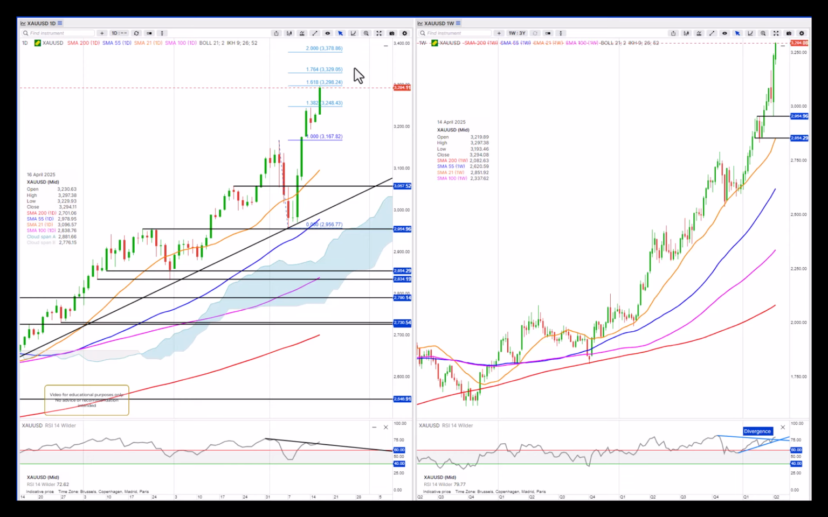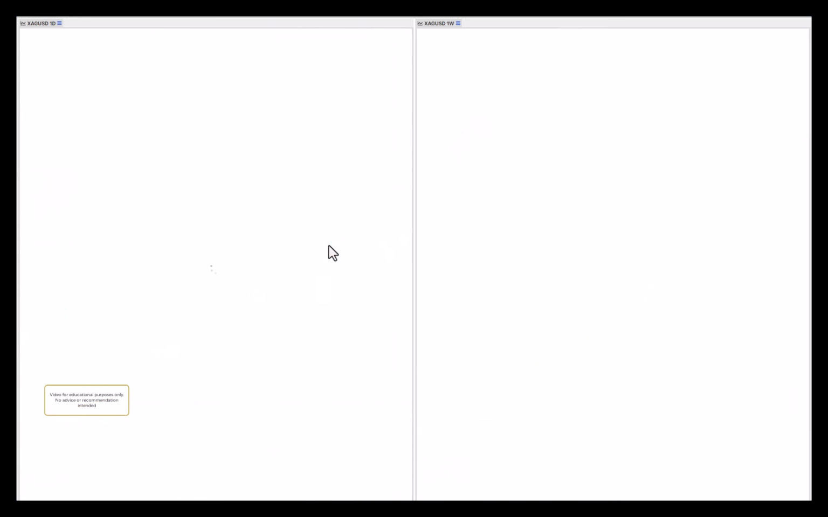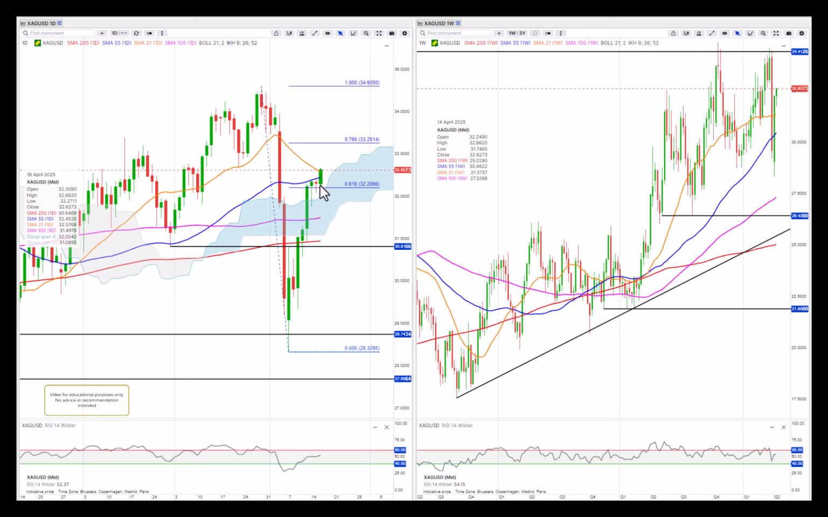There is divergence, but it's indicating that if it can stay above here, it will push higher and possibly also cancel this divergence here, indicating even higher levels. Silver is now taking off from the 61.8 retracement. I think we could see a push up to 33 and a quarter.